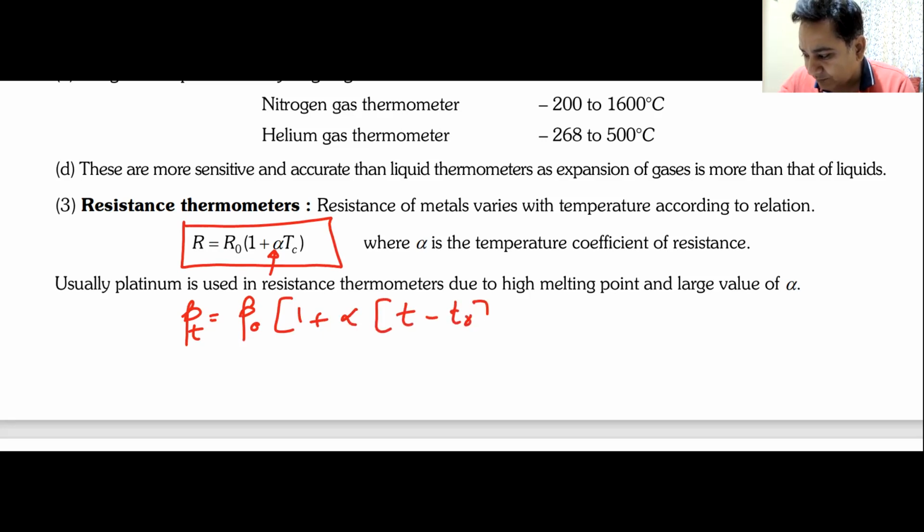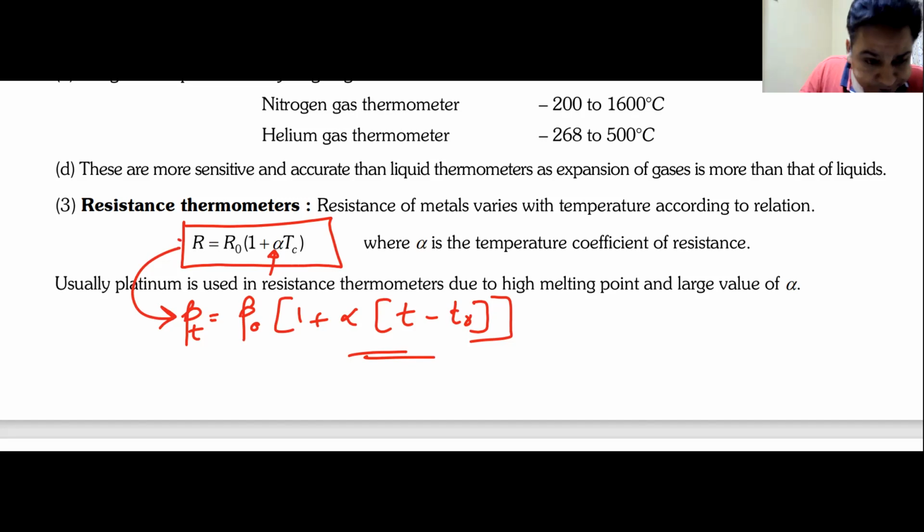Do you know this formula? Yes, sir. Actually, this formula comes from this formula. This is the actual formula for resistivity. From resistivity, we can convert it into resistance. So this alpha is a constant.